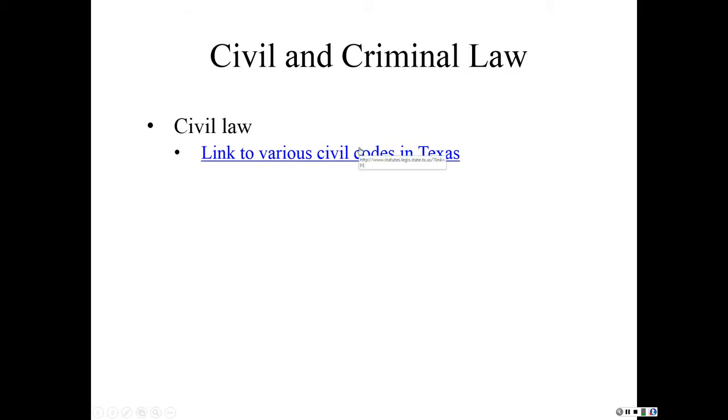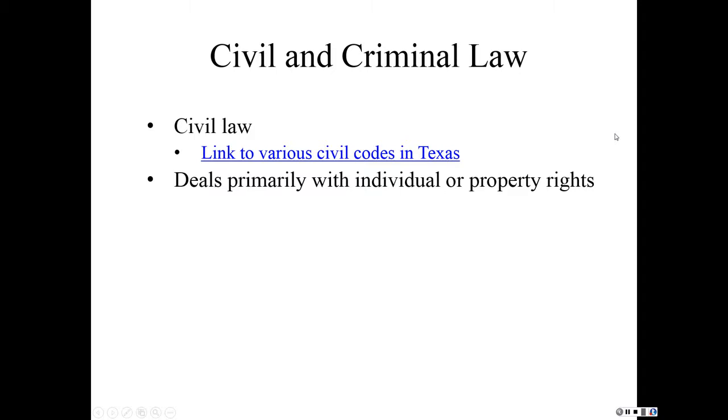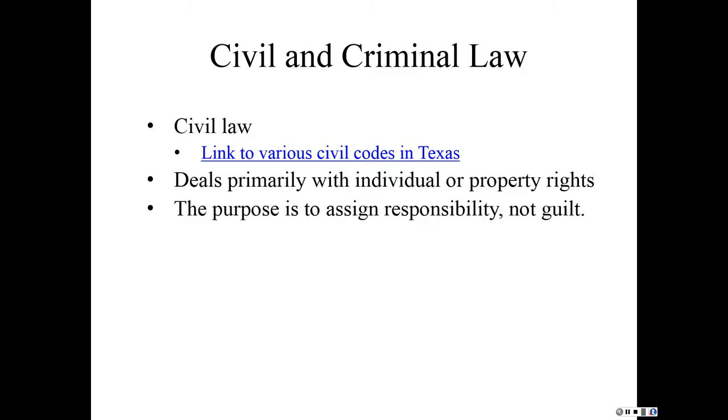Texas law can be broken down into two categories. This is going to be civil law and criminal law. We're going to start off with civil law. I have provided a link to the various civil codes in Texas. All right, so if you see law, statute is also another word for a law. What we need to remember about civil law is that civil law is going to deal primarily with an individual's rights or property rights. The main difference between criminal law and civil law is the action.